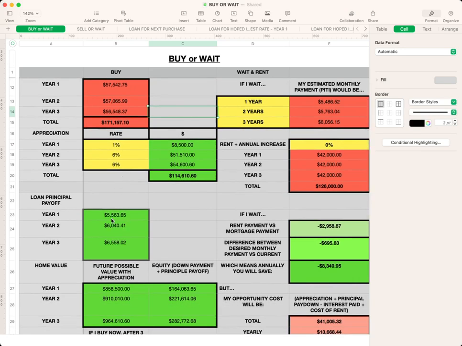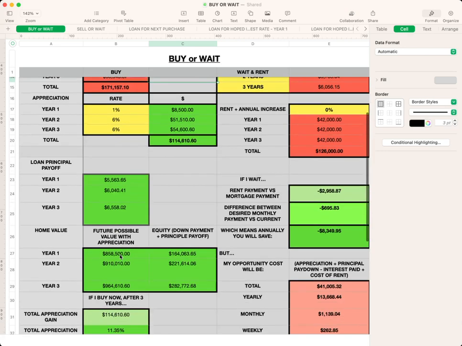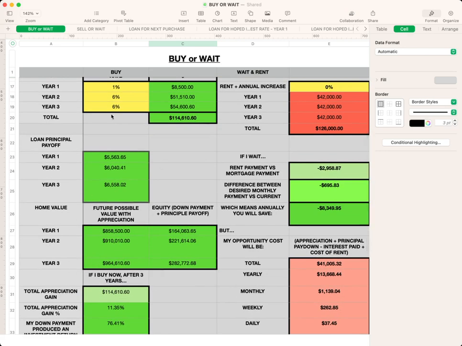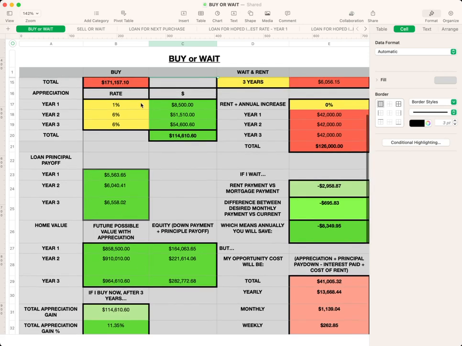It's going to calculate your loan payoff. So as you continue to make payments, most of your payments in that initial few years are going to be interest based, but there is a small portion that is going towards your principal, and those are going to be calculated here. And then we're going to start to tally that all up on this side of the chart. Once again, on the left side, it's buy, on the right side, it's wait. And so it's going to include your future possible value with the appreciation. So once again, it's going to calculate your $850,000 plus the 1% for appreciation that next year. That's $8,500 here. And so it's going to get the $850,000 plus the $8,500. There you go. It's $858,500.